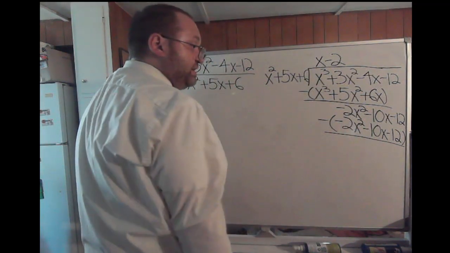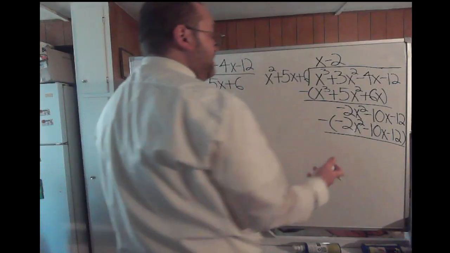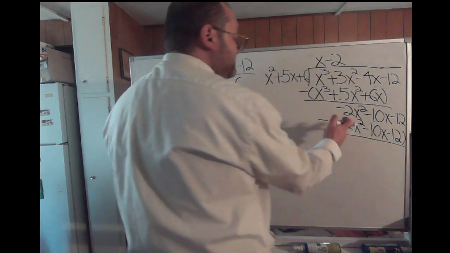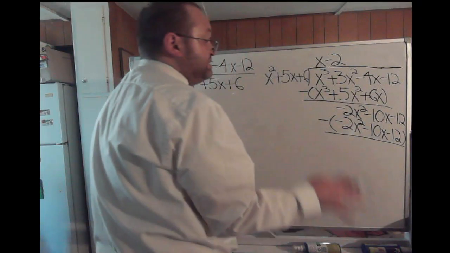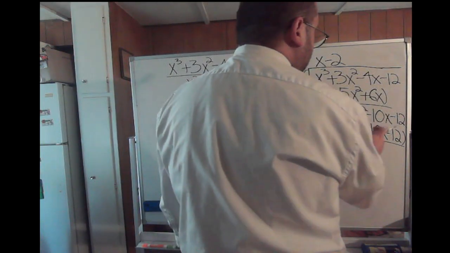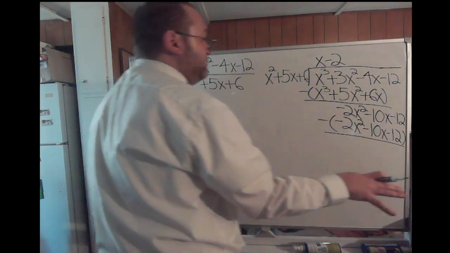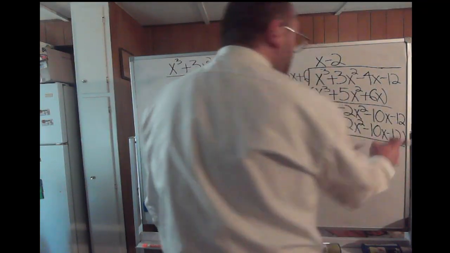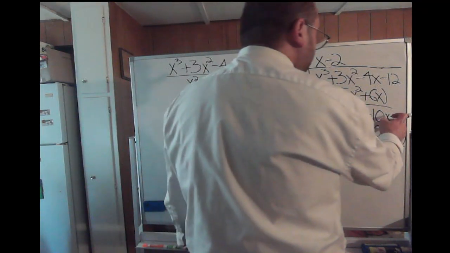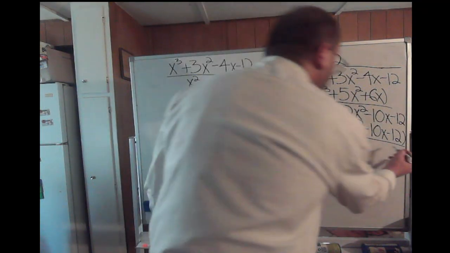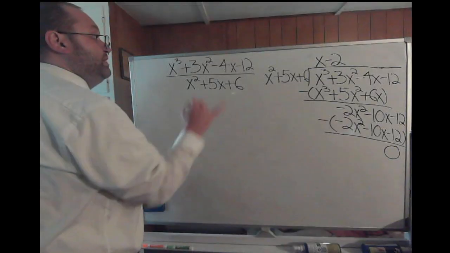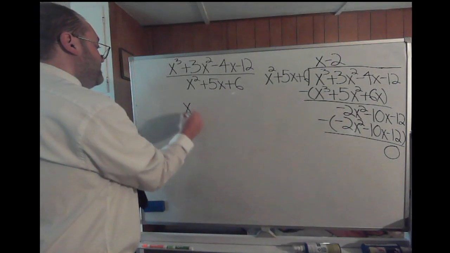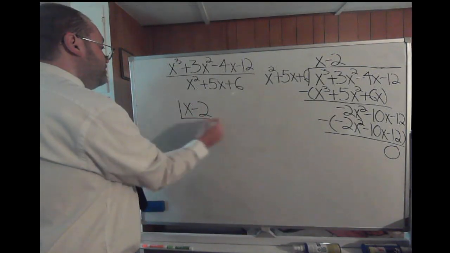Negative 2x squared, that's positive 2x squared. So negative 2x squared plus positive 2x squared is 0. Negative 10x, that's positive 10x. So negative 10x plus positive 10x, that's also 0. Negative 12, that's positive 12. So negative 12 plus positive 12 is 0. Your remainder is 0. So in the end, what you would get is going to be x minus 2 for your answer with no remainder.